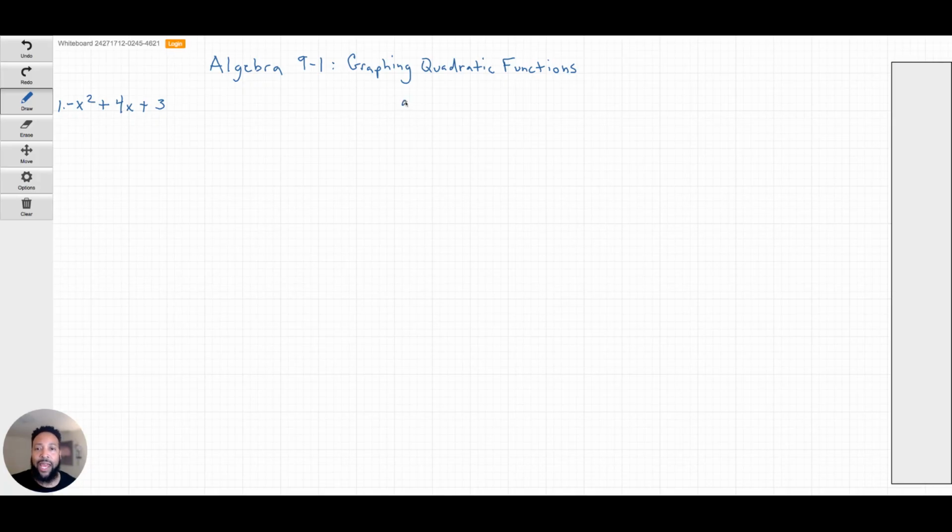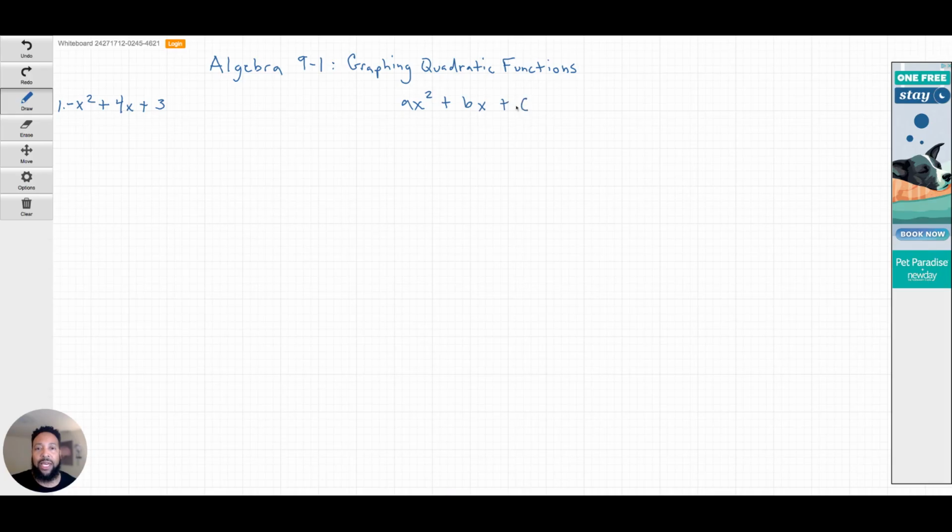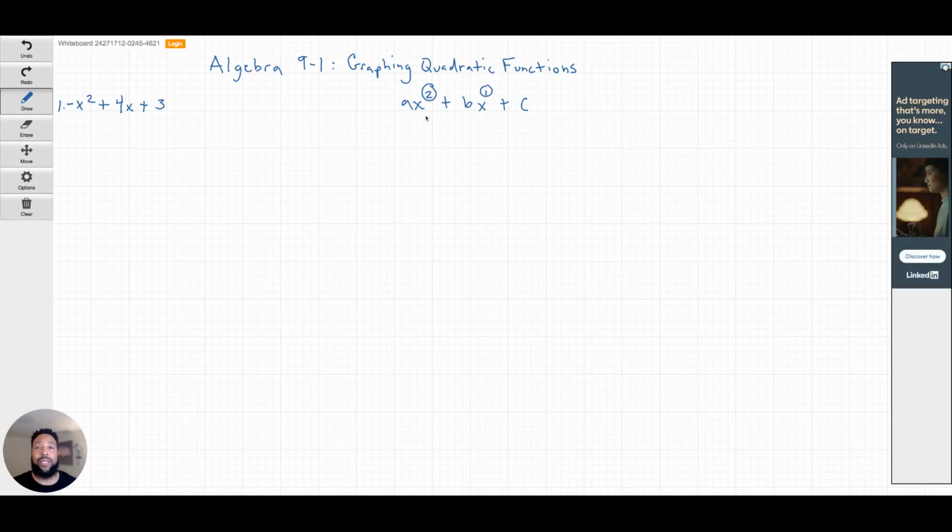So we could say ax squared plus bx plus c is considered a quadratic function. A quadratic function is a function that has a degree of 2 for x. This has a degree of 1, but at the most it has a degree of 2. So we can say that this is considered a trinomial because it has 1, 2, 3 different terms, but it is also a quadratic function because its highest degree is 2.